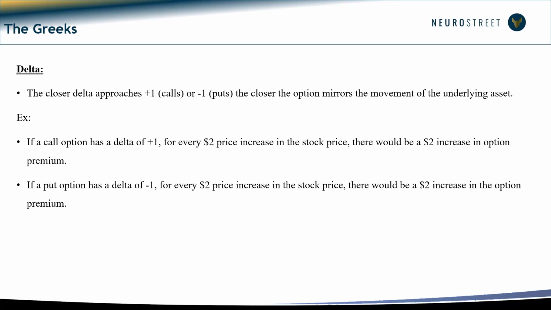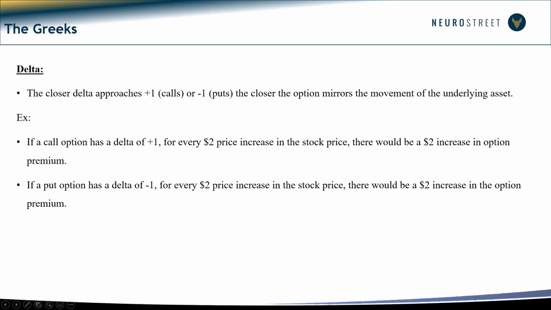Let's now talk a little bit about, so this is a summary here. Delta: the closer the delta approaches +1 for calls or -1 for puts, the closer the option mirrors the movement of the stock. If a call option has a delta of +1, for every $2 price increase in the stock, there would be a $2 increase in the option premium. If a put option has a delta of -1, for every $2 price decrease in the stock, there would be a $2 increase in the option premium. So just know that the closer you are to +1 or -1, depending on whether it's a call or a put, the closer you will resemble exact movements in the stock price.